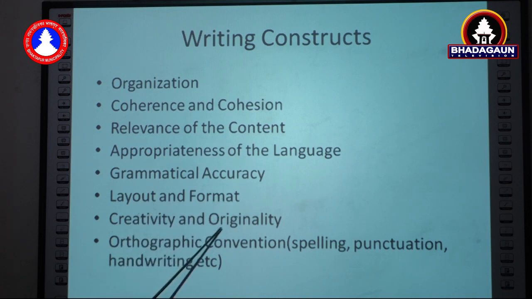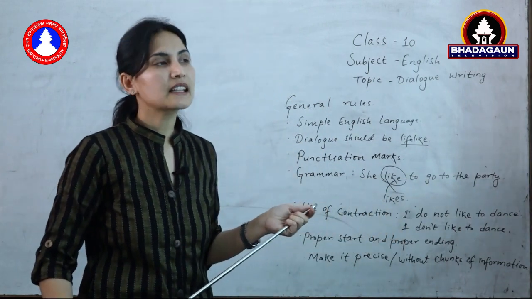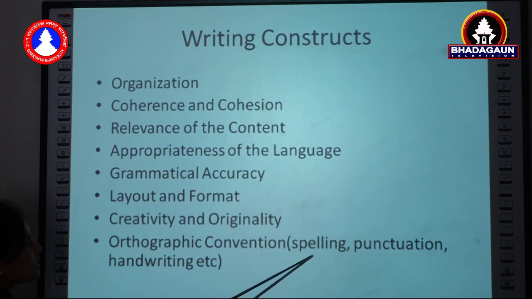And creativity and originality: you must be creative to write the dialogue, and the reader must sense that it is your original creation. You have not copied anything, it's your original idea. Such feelings should be sensed by the reader. So you have to focus on creativity and originality. To do that, you have to come up with lots of ideas from the conversations you generally have in your daily life. And very importantly, orthographic convention, which means focus on spelling, punctuation, and very importantly handwriting also.